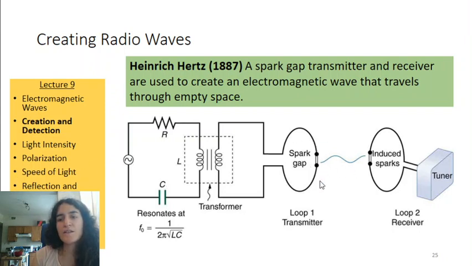And it's connected to a spark gap. This would be a very tiny gap in a circuit that would cause an electron to very rapidly jump from one end of the gap to the other. That acceleration would generate an electromagnetic wave, right? And that electromagnetic wave could be picked up by an antenna or a receiver, right?